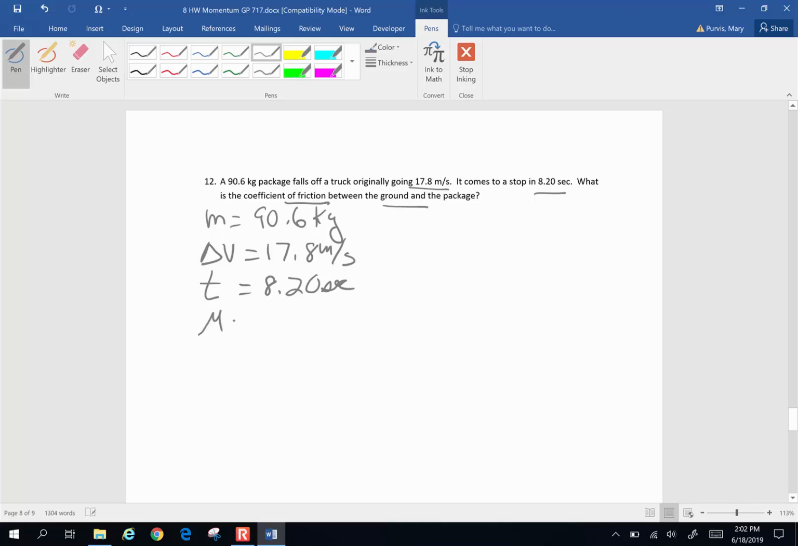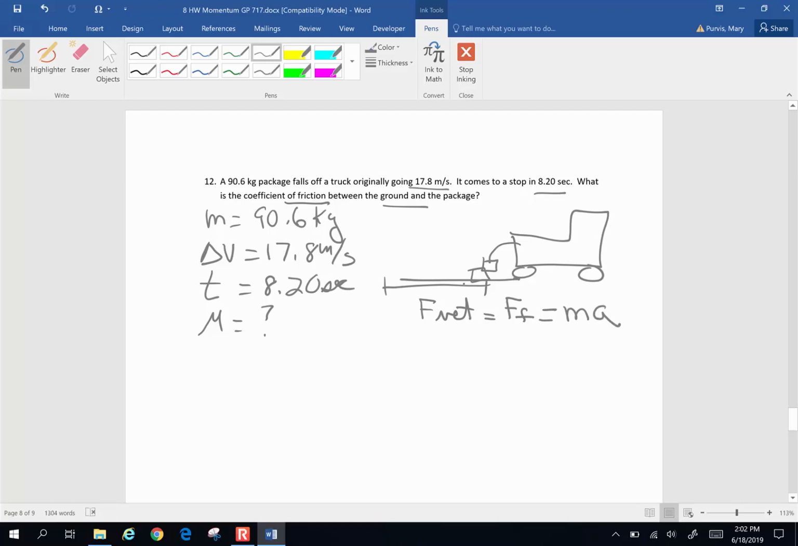Ooh, this is more exciting. We're coming up with coefficients of friction. All right, how are we going to do this? Well, here's what's going on. Here's my fancy drawing of a truck. We have a package that spills off the back of the truck, and it's then going to slide across the ground until it comes to a stop. The net force acting on that package is a force of friction that is going to make the mass decelerate. The only force acting on it, slowing it, is the frictional force.